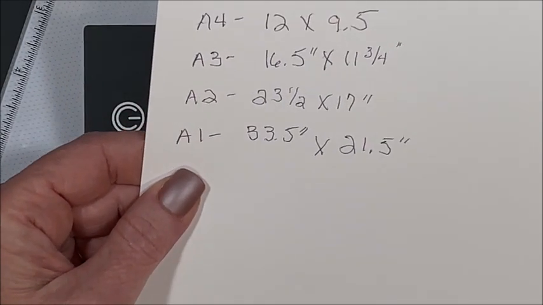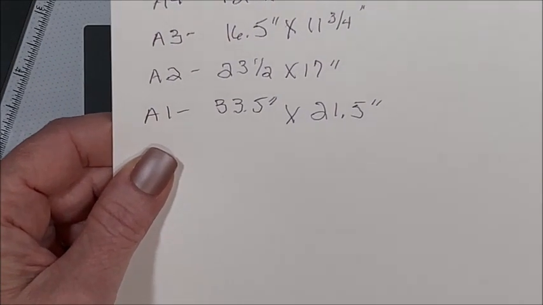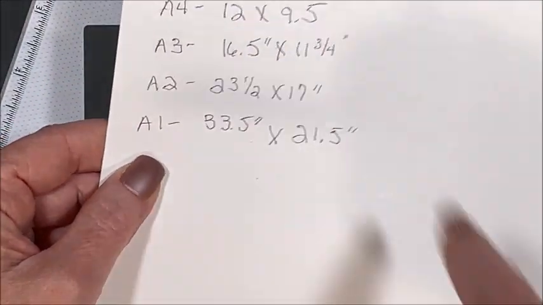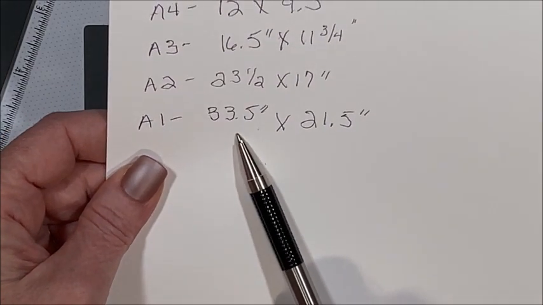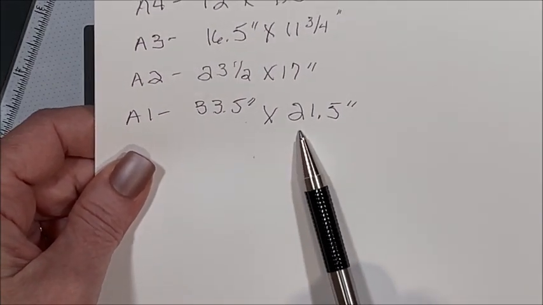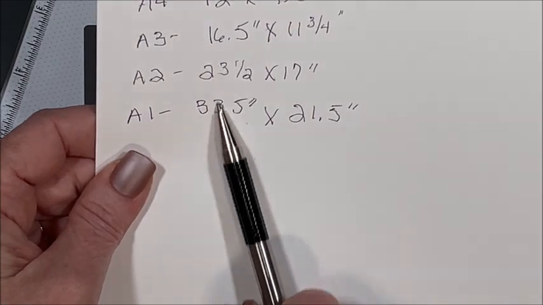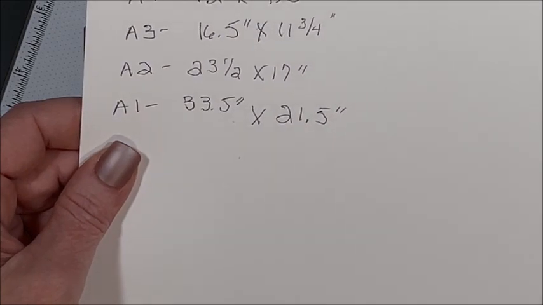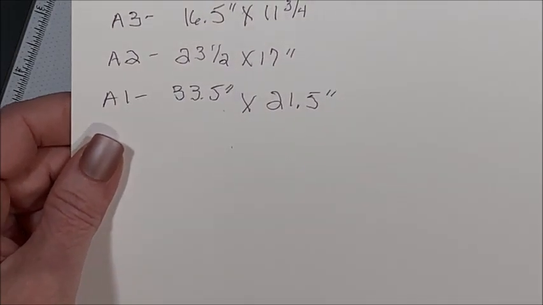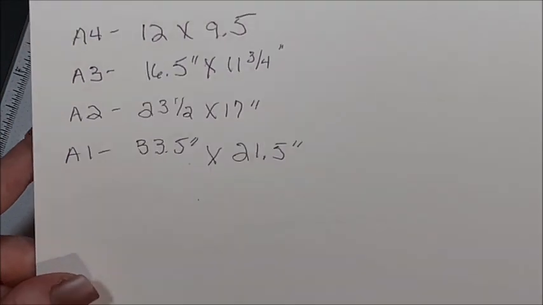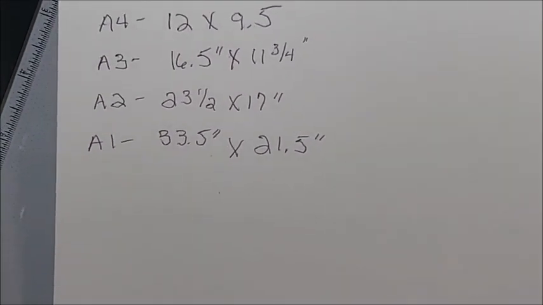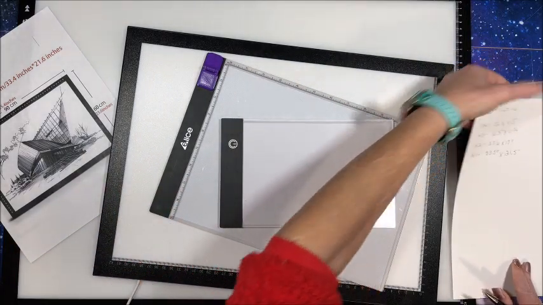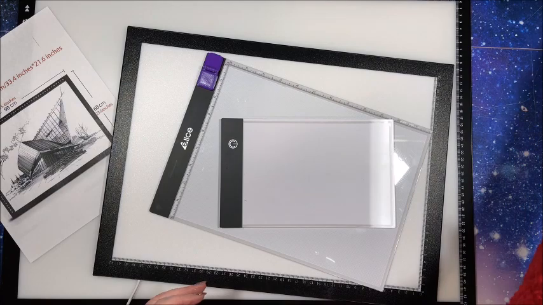And then this big monger, the A1, look how much bigger it is than my big one. 33 1/2 by 21 1/2. So it's like 10 inches wider than my A2. And that's something. And 3 1/2 inches taller. So yeah, that is a huge, huge light pad. So yeah, I just thought it would be interesting to see all the different size light pads.